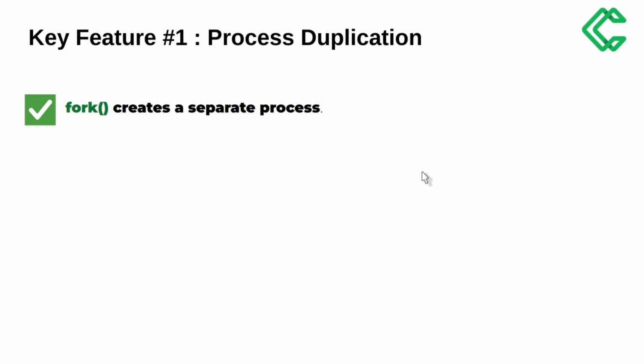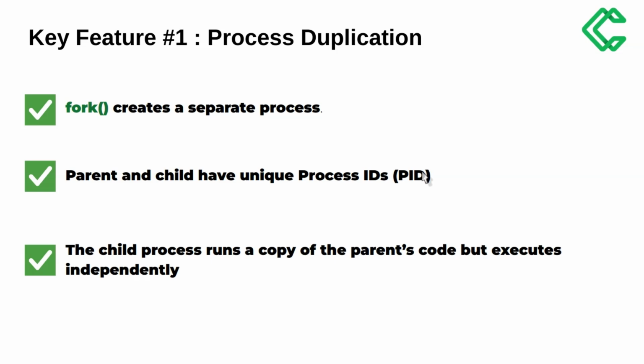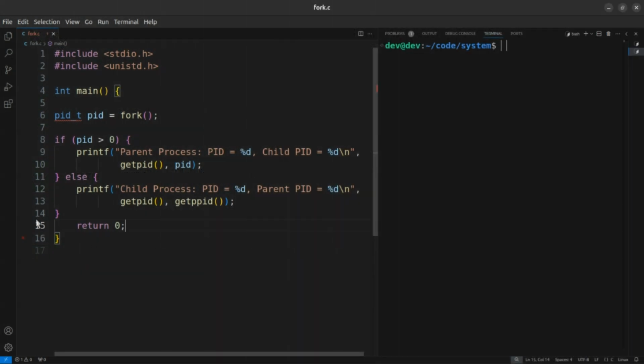One of the most important features of fork is that it creates a separate child process which gets its own unique process ID. Parent and child have unique process IDs. The child process runs a copy of the parent's code but executes independently. We can check this by printing process IDs. Let's understand with the help of code. Let's understand the process duplication concept with the help of this code. Here we have called the fork system call and based on the return value we have two printfs.